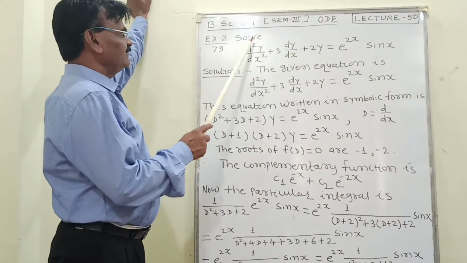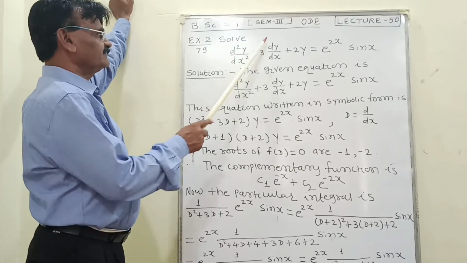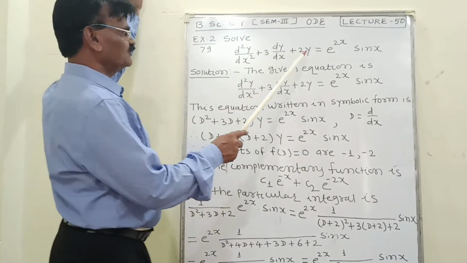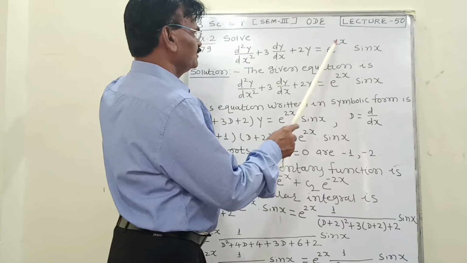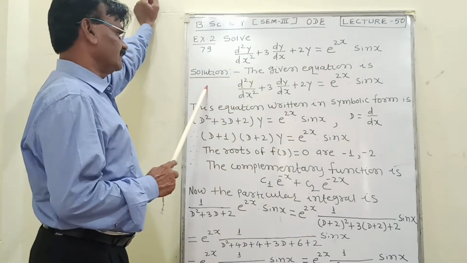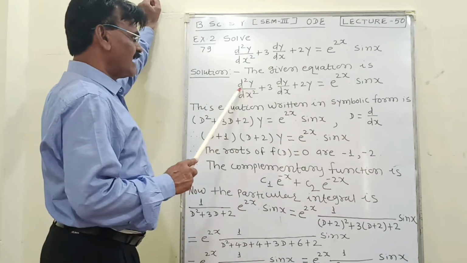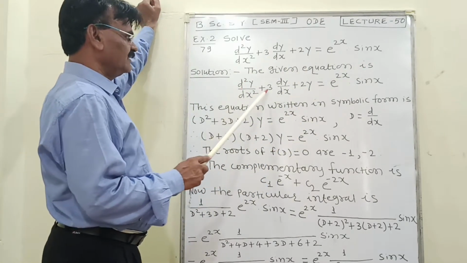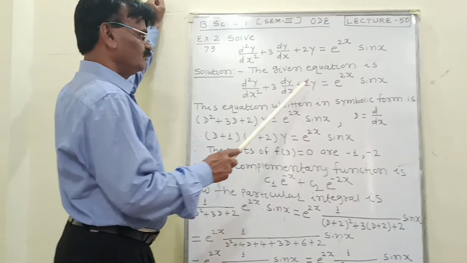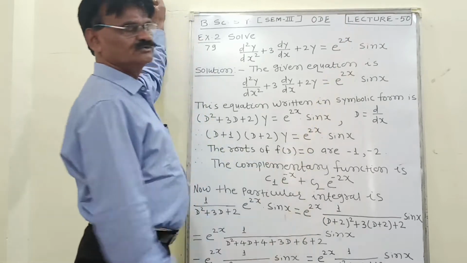What is the example? Solve d²y/dx² + 3dy/dx + 2y = e^(2x) sin x. Solution. The given equation is d²y/dx² + 3dy/dx + 2y = e^(2x) sin x.